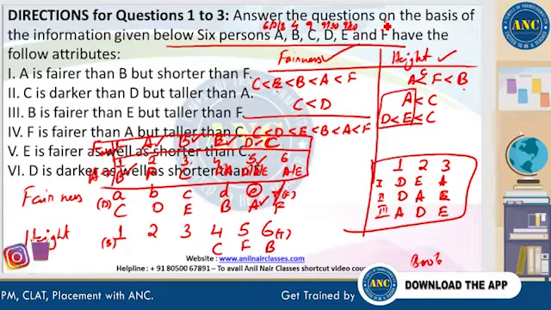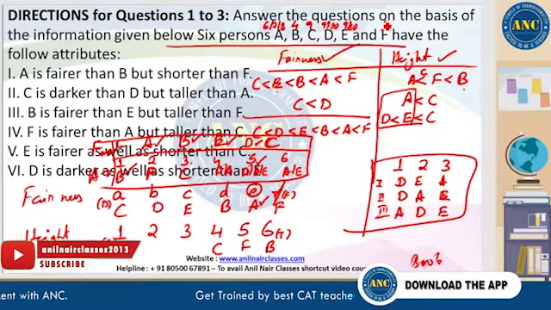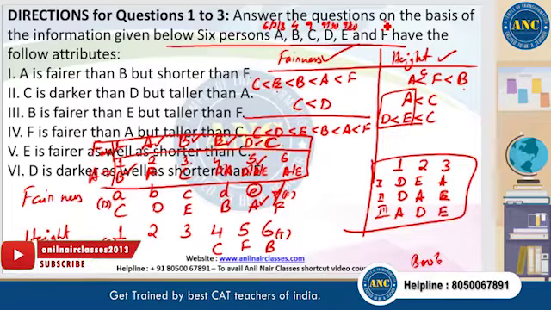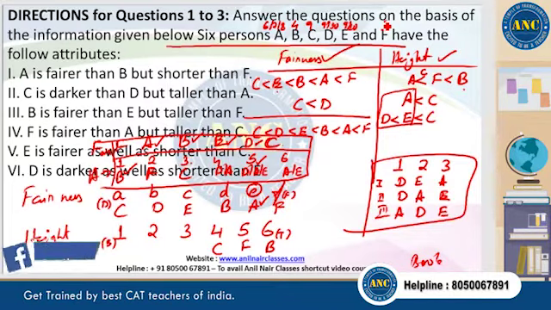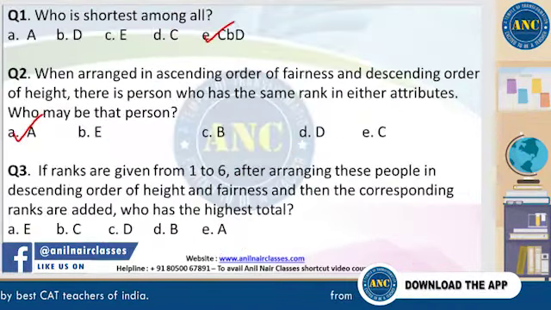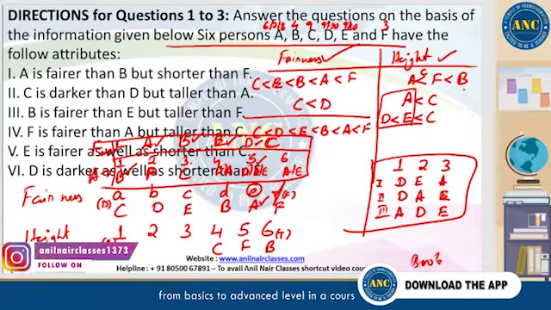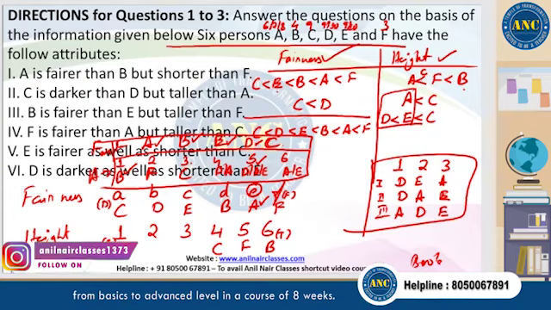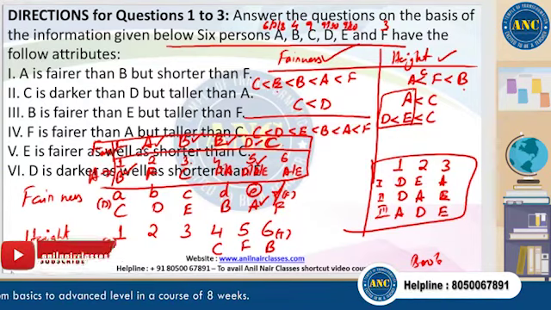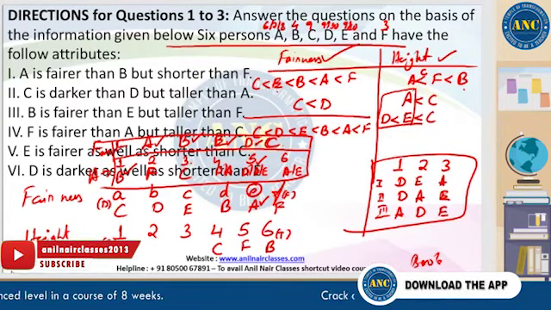Who can possibly have the highest possible rank, right? So we are in confusion between D and E. Let's just check what we are doing. D had 5, plus 4, that's 9. 5 plus 5, that is 10.